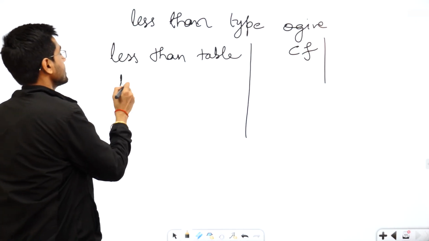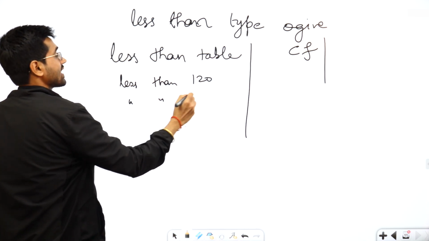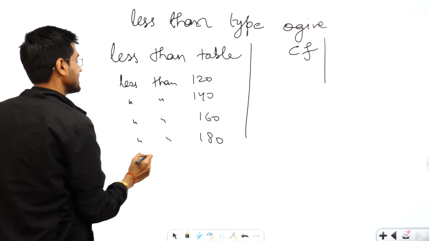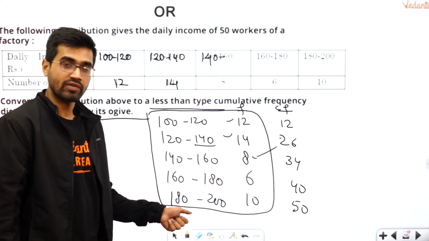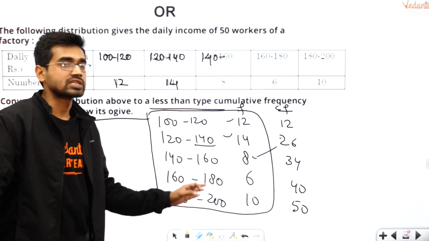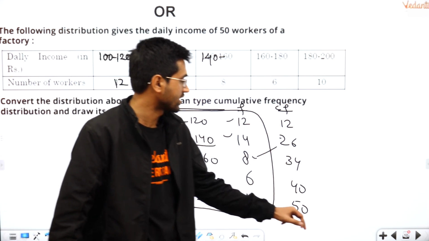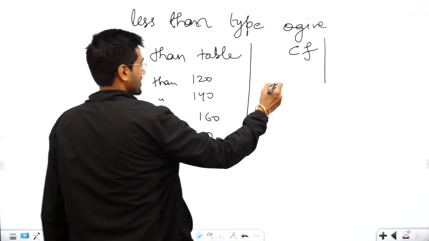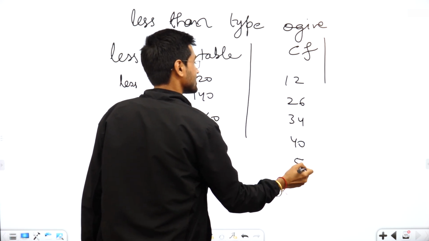So I'll write less than 120, not writing it completely, 140, 160, 180 and 200. Let us check. Yes, we have got 120, 140, 160, 180, 200. What is the trick? Take the last values. Now you have 12, 26, 34, 40, 50.